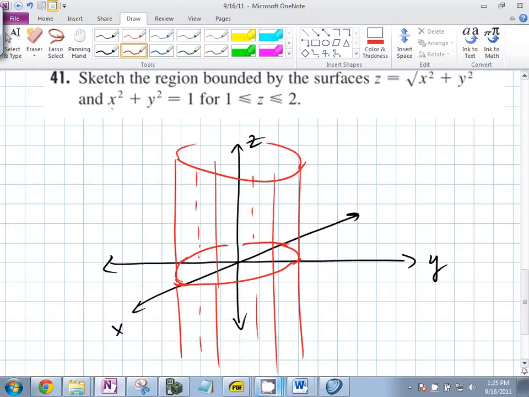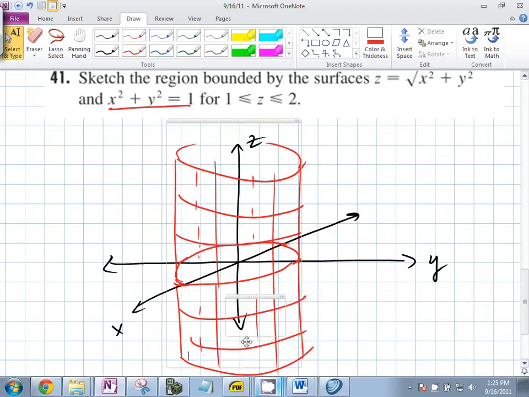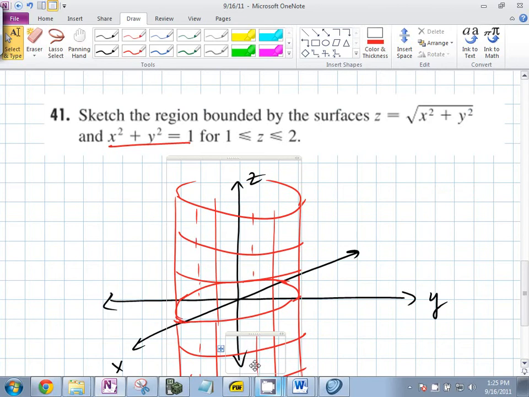No, we're just graphing this right here. x squared plus y squared, we're graphing that first. Okay, I'm just graphing that one. So we have that. This is just the surface right here, right? These aren't super concentric. I'm doing my best. Okay, and z is the square root of x squared plus y squared, and z is between 1 and 2. So what are we going to draw here?